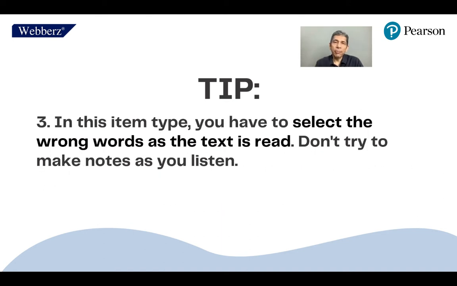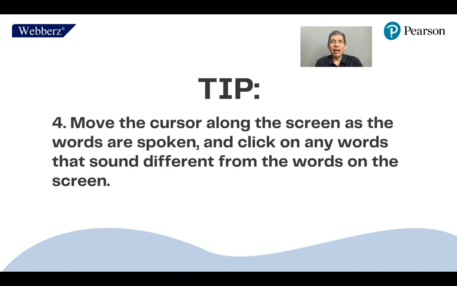Tip number 3. In this item type, you have to select the wrong words as the text is read. Don't try to make notes as you listen. It is impossible for you to make notes. It won't work. Tip number 4. Now move the cursor along in the screen as the words are spoken and click on the words that sound different from the words on the screen.